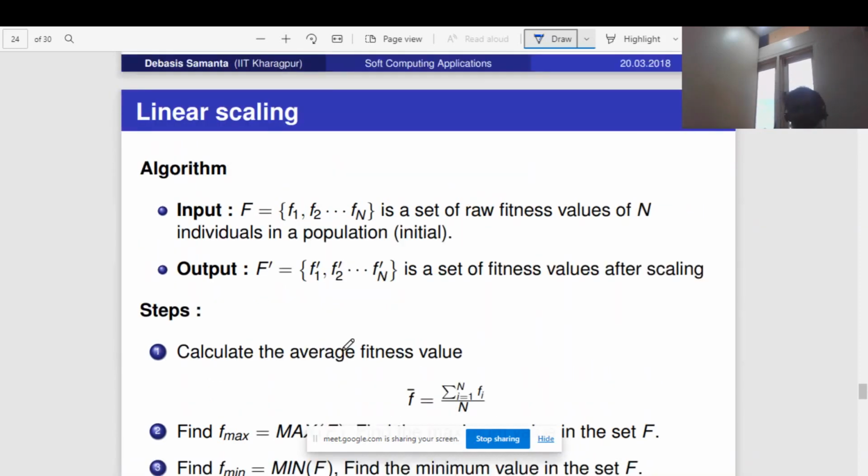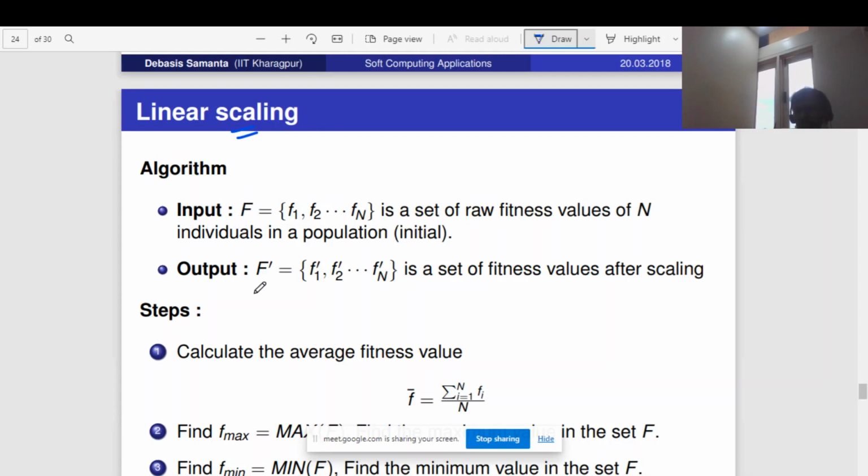In linear scaling, this is the input, say f. The f contains f1, f2, up to fn. These are the individuals from the population. Each individual is a solution. But now these individuals are lying in the area of local optima. We want to move them to the global optimal range. So how will scaling be done? That's what we are going to discuss.